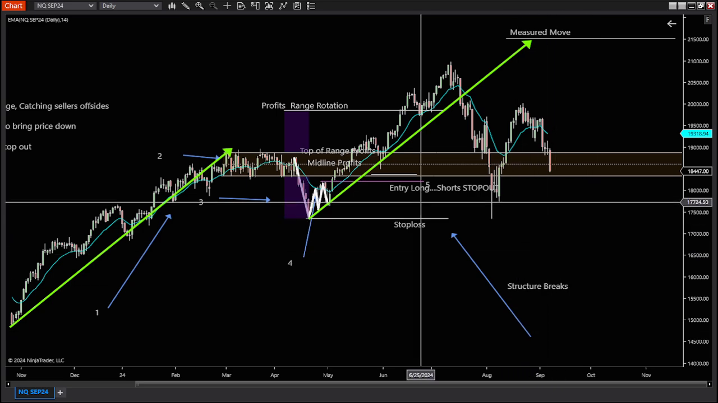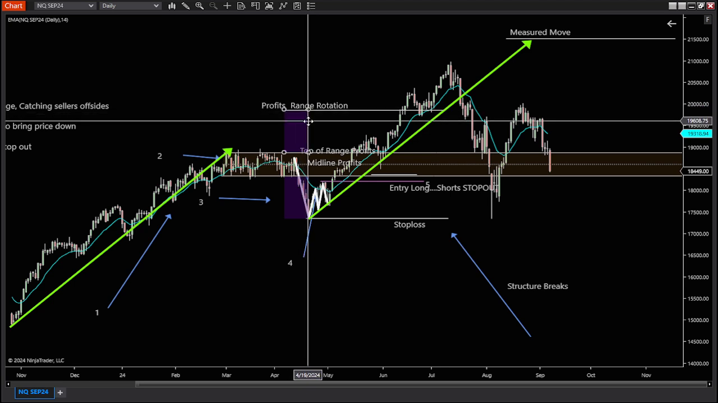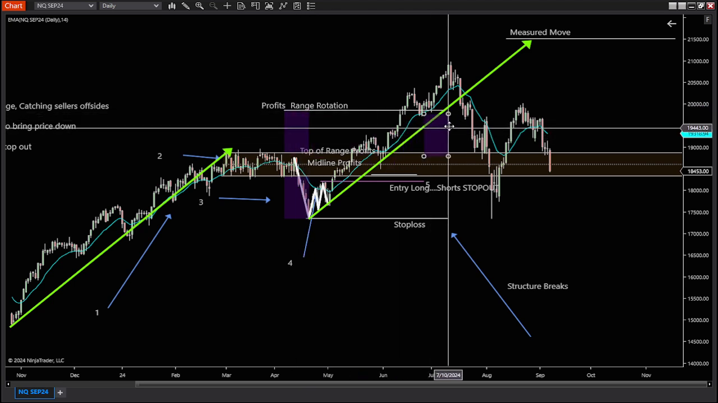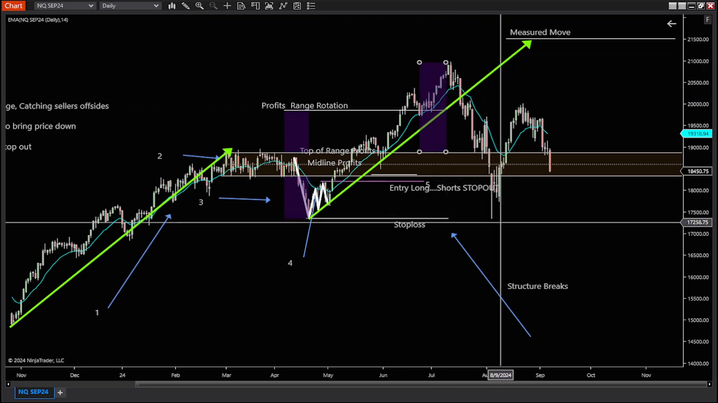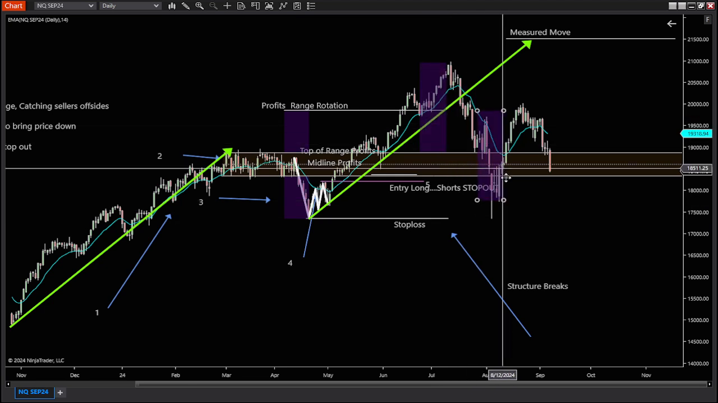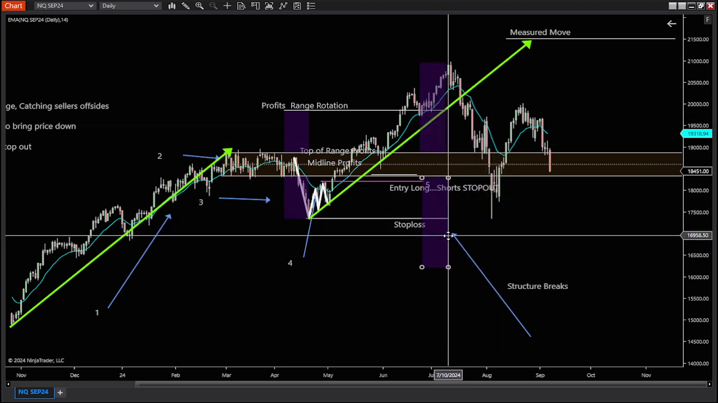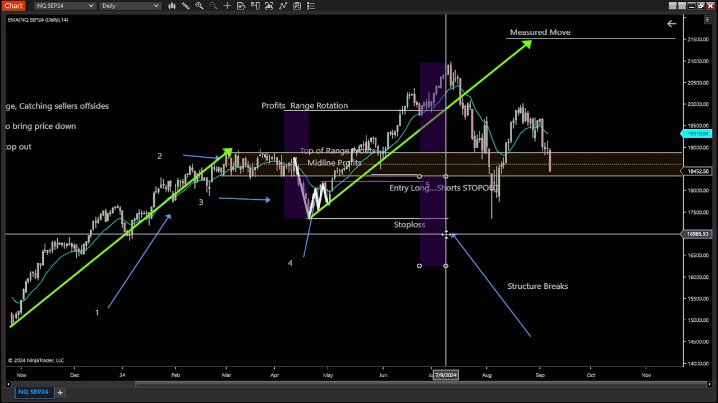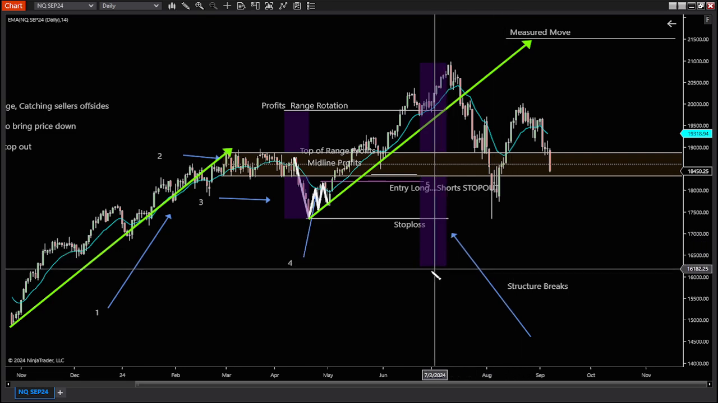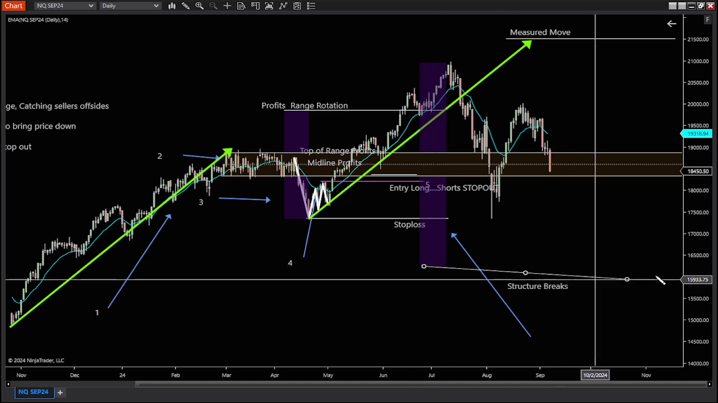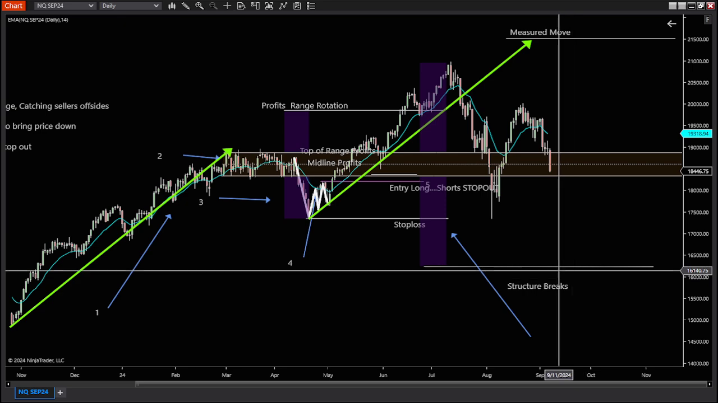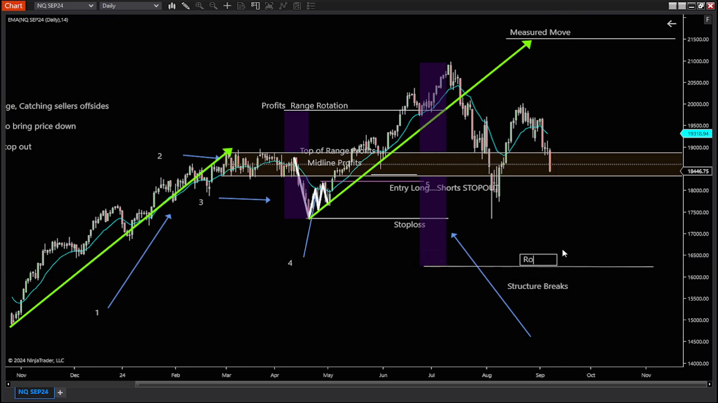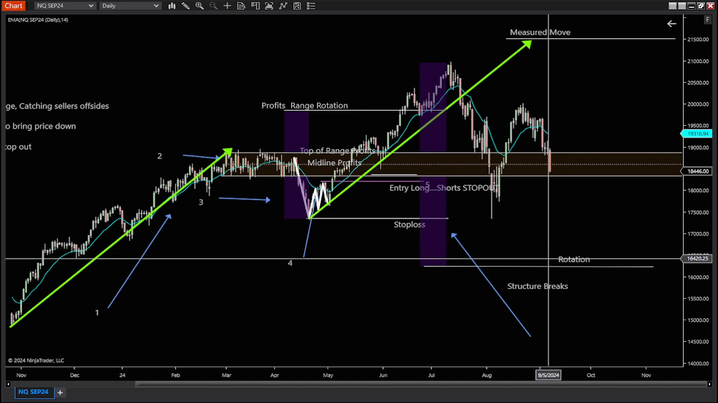So I go ahead and I draw another purple box right here. Then I copy that and I paste that. Let's see, and this is not going to be a full-fledged target. It's areas of interest now. This will be the rotation.